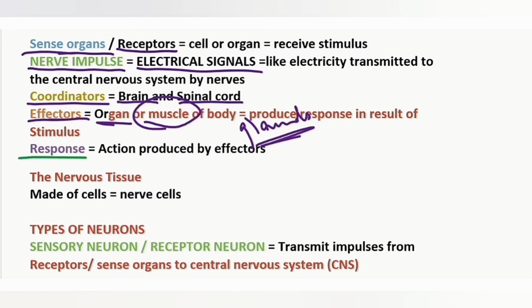Then there is a response. Response is the action which is produced by the effectors. Effectors, we have discussed, are the muscles or the glands.